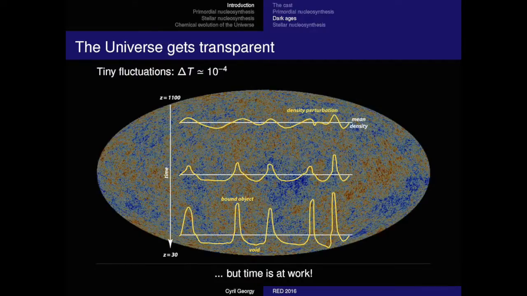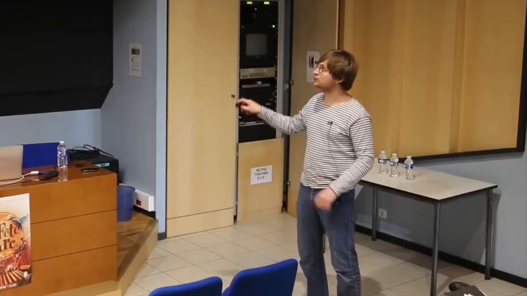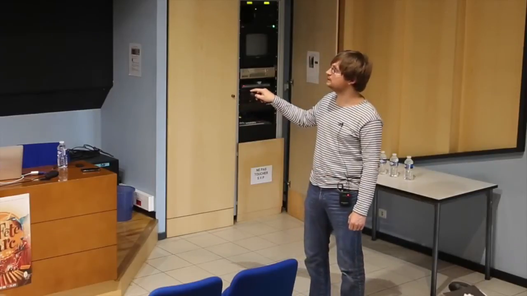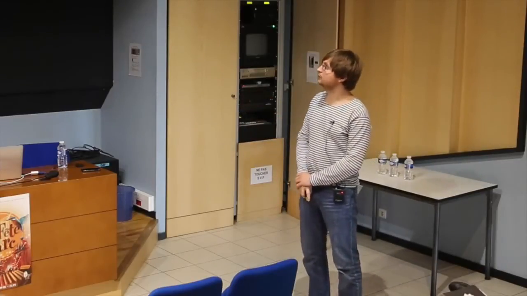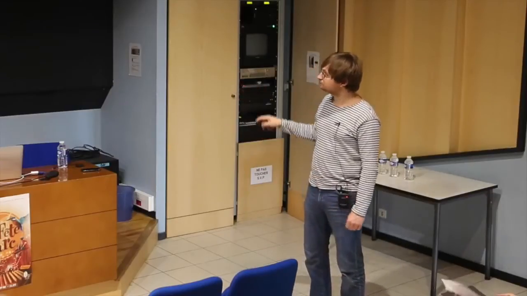So these tiny fluctuations that are found here, this is another measure of the time, called the redshift. So this is the time of the CMB. You have this kind of fluctuation that are coded here as a temperature, but you can also tell that these temperature fluctuations are density fluctuations.